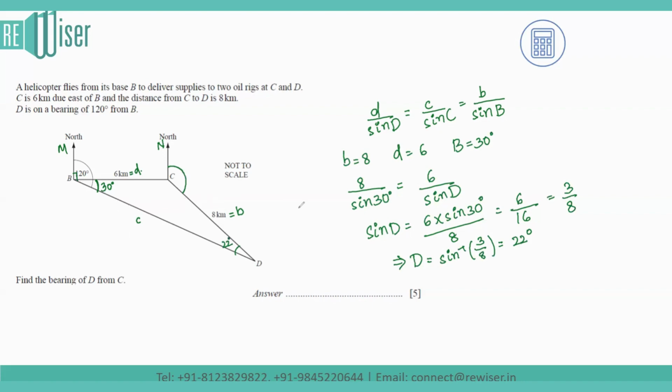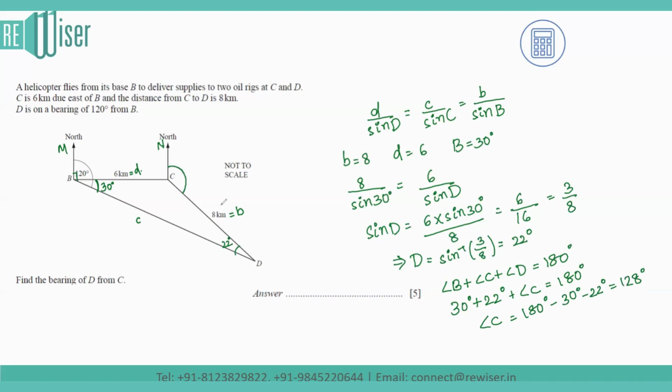Now, we know that the sum of all angles of a triangle is equal to 180 degrees. With the help of this, we can find out the value of the angle C. We substitute the values of angle B and angle D. Therefore, we get 30 degrees plus 22 degrees plus angle C is equal to 180 degrees. On further calculations, we get angle C to be equal to 180 degrees minus 30 degrees minus 22 degrees. This gives us the value 128 degrees. Therefore, the angle BCD is equal to 128 degrees.